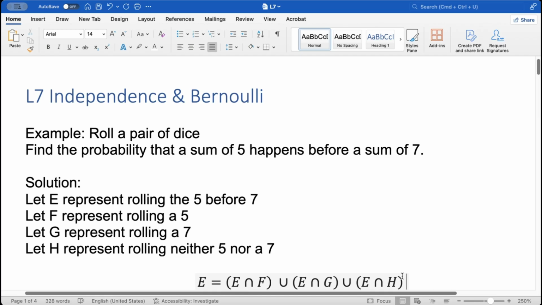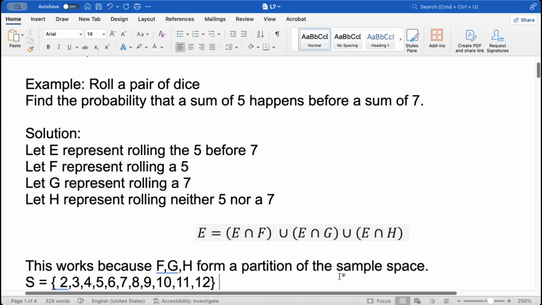The possible sums are 2 through 12. So from the way they're defined here, F represents 5, G represents 7, H represents everything else. So because F, G, and H represent the entire sample space, we can split E up into these three intersections. So again, this works because F, G, and H form a partition of the sample space.